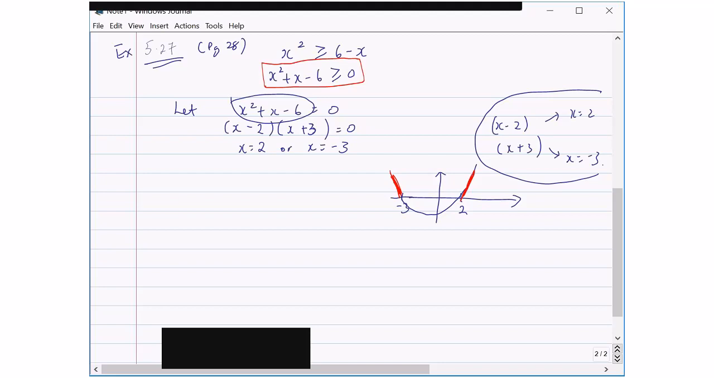Since I'm interested in these two red parts, let's see what x values I must take. I want all the x values from negative 3 all the way to the left. That means I want x to be less than or equal to negative 3. I want all the x that go this way. Why is it that in this one my answer has an equal sign? Can you tell me?